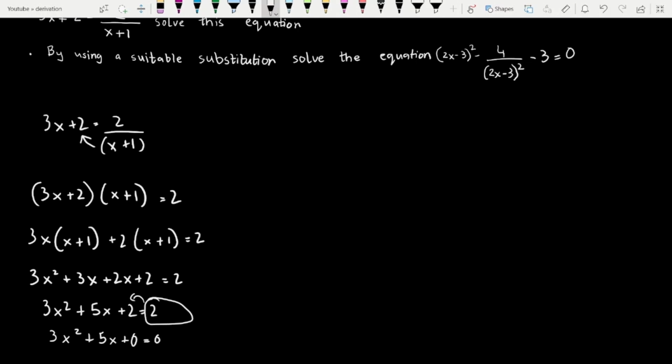Okay, that's the quadratic equation we're left with. So we just got to solve this now. And we can do this using the quadratic formula. We can solve this using the factorization method. We can solve this using completing the square.